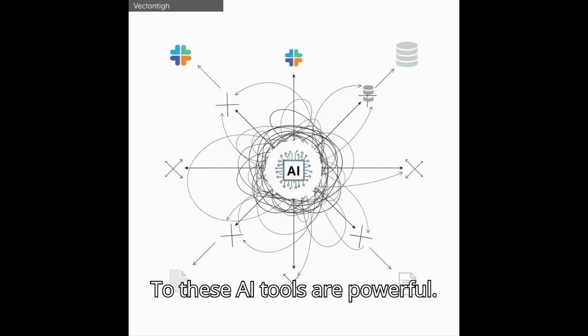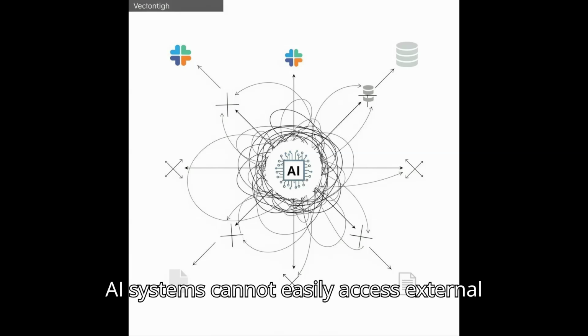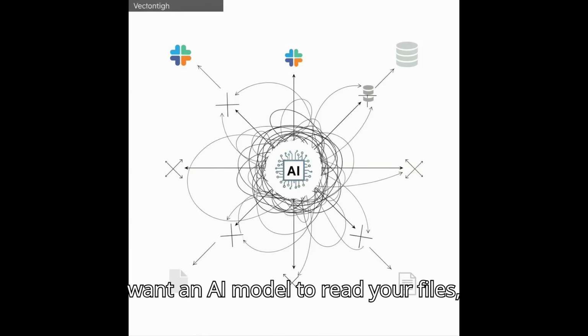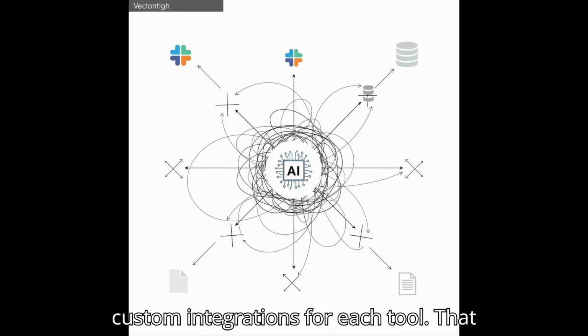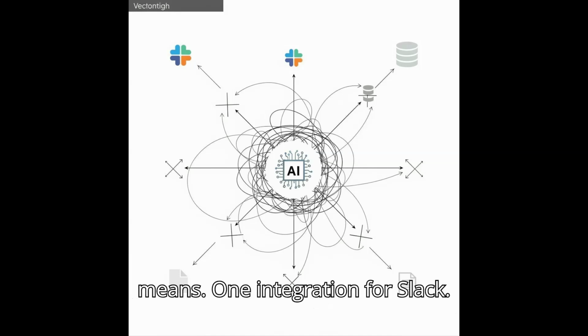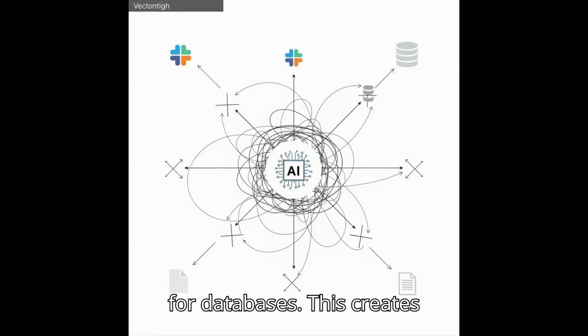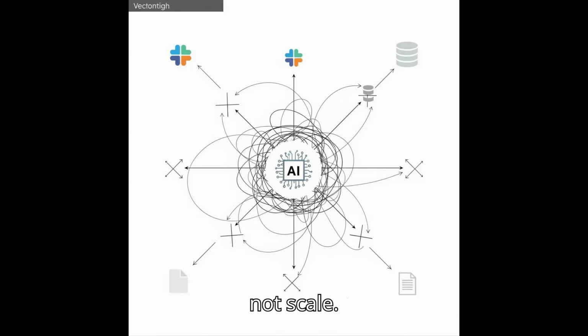Today's AI tools are powerful, but they have a big limitation. Most AI systems cannot easily access external tools or data. If you want an AI model to read your files, connect to your database, or control software, developers usually have to build custom integrations for each tool. That means one integration for Slack, another for Google Drive, another for databases. This creates complex, fragile systems. And every new tool requires another integration. Clearly, this approach does not scale.